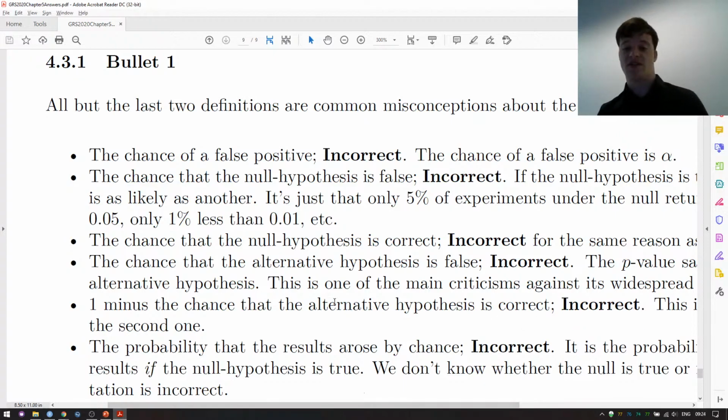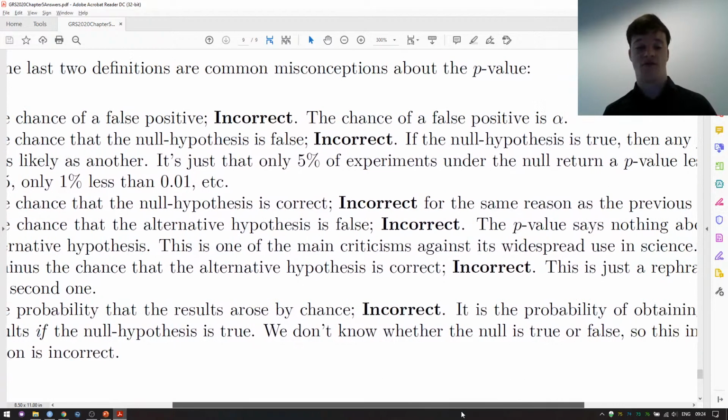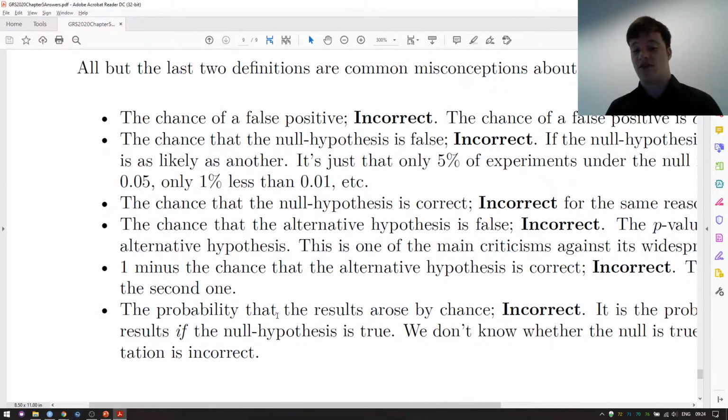Then we have 1 minus the chance of the alternative hypothesis. Yeah, it's just a different way of phrasing the other ones. It just doesn't give you a chance that one or the other hypothesis is correct or false. That's not something the p-value can do. Finally, the probability the results arose by chance. I think this is the most quoted wrong interpretation of the p-value, because any result is by chance, also if the null hypothesis is incorrect. A sample is a random sample, so this wording is just imprecise and therefore incorrect. Also, you don't know if the null is true or false, and therefore you cannot say that this is the probability the results arose by chance. It's essentially the same as saying the probability the null hypothesis is true, which is incorrect.